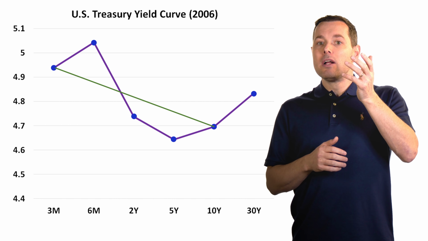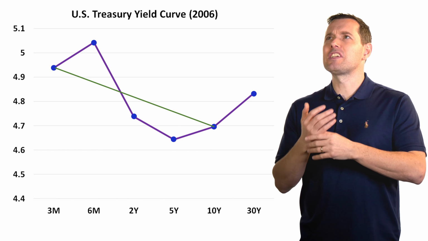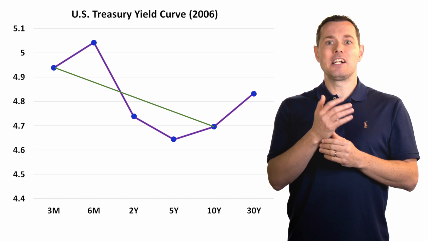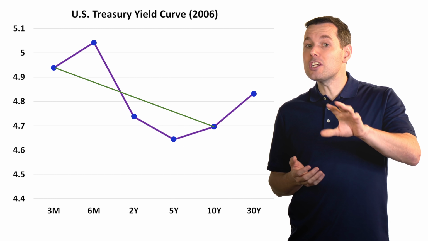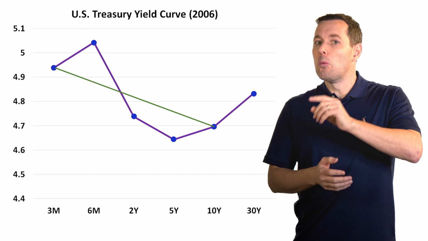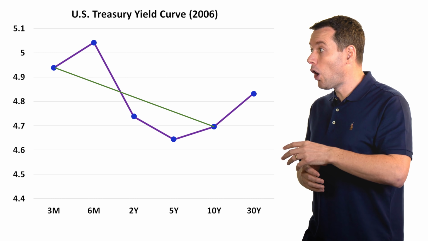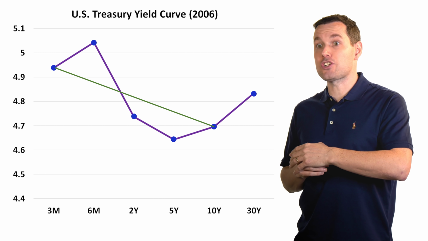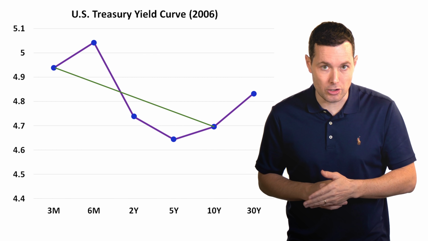Now, the running joke amongst many economists is that the yield curve has predicted 4 out of the past 3 recessions. Point being, just because there is an inverted yield curve, that doesn't necessarily mean a recession will come. But all recent recessions, all recessions for many, many years have been preceded by an inverted yield curve.